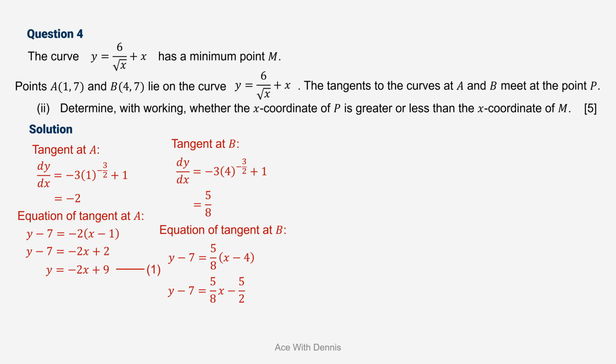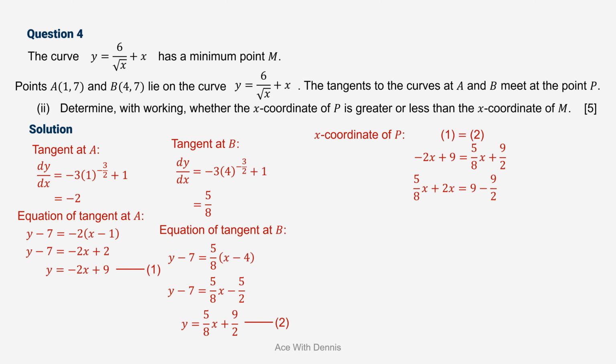Simplify, y minus 7 equals 5 over 8 (x minus 5 over 2), or y equals 5 over 8 x plus 9 over 2. I will label this as equation number 2. To find the x coordinate of point P, I will equate equation number 1 with equation number 2, which gives negative 2x plus 9 equals 5 over 8 x plus 9 over 2. Then I solve this equation to get the x coordinate of point P.